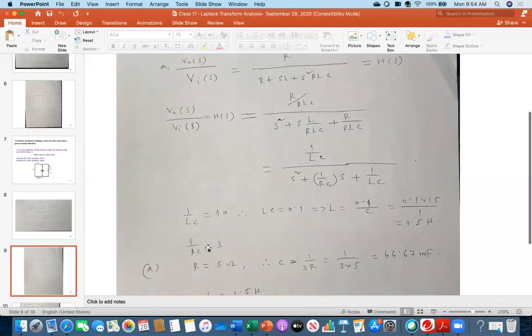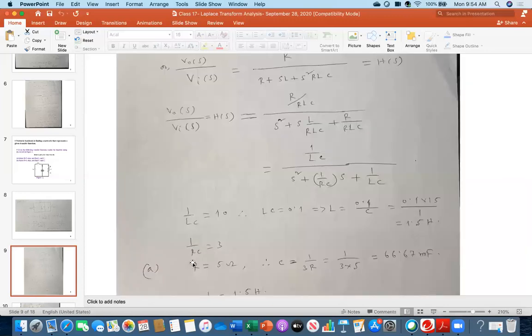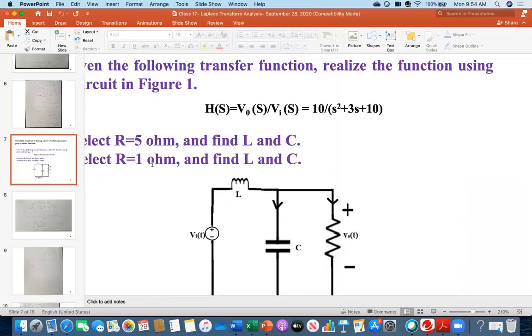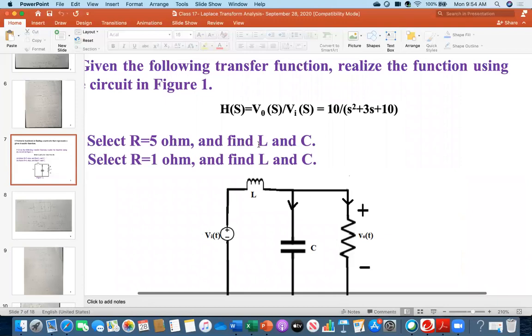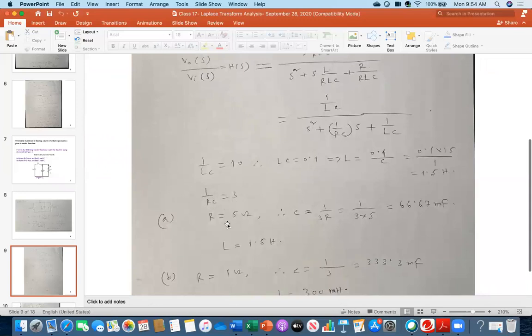And now, what is 1 over RC? 1 over RC means, you see the expression, it was 3S. Therefore, you can say that 1 over RC here is 3. So now the R value is given in the problem. You see, it said select R as 5 ohm and then find L and C. And the other question: find, if R is 1 ohm, then find L and C. So therefore, everybody see, 1 over RC is 3, R is 5 ohm. So from here, you substitute R as 5, the C value is 66.67 millifarad.